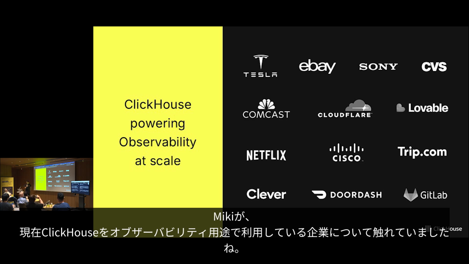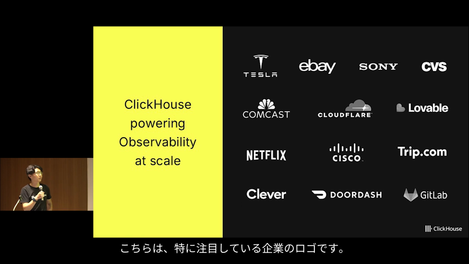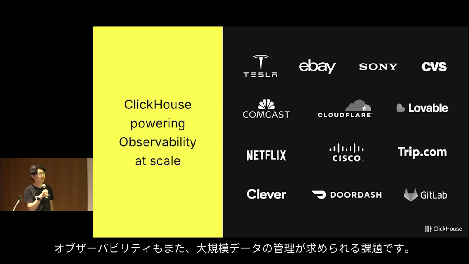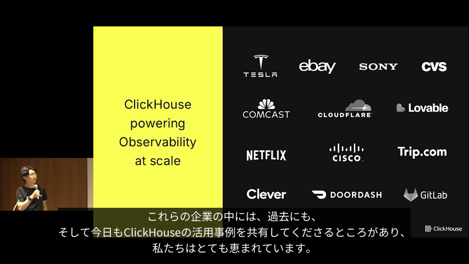And of course, Mickey talked a bit about the companies who are using ClickHouse for observability today, but here are some of the logos I think are really exciting. Of course, ClickHouse is fantastic at working with data at scale, and observability is another problem of data at scale. That's why a lot of these large enterprises trust ClickHouse for their observability workloads. We've been really lucky to have a lot of these companies talk about it in the past, and also later today as well.